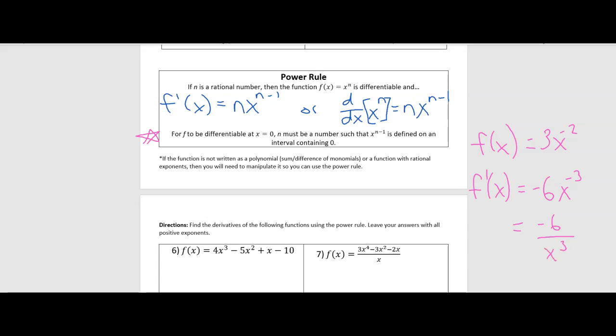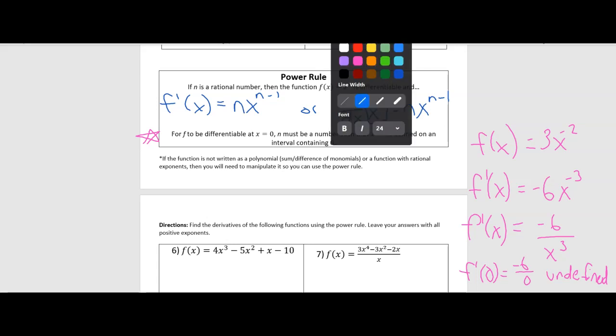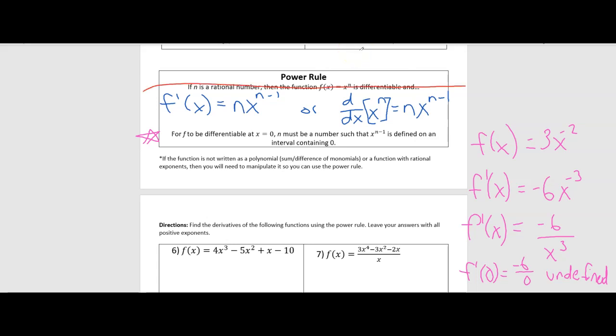So if we were trying to find f prime of 0, f prime of 0 would end up being negative 6 over 0, which is undefined. So the derivative would not exist at x equals 0 if your denominator is going to be 0. So that's all they're saying with that little clarification at the bottom. The main thing you need to focus on, though, is understanding this rule.